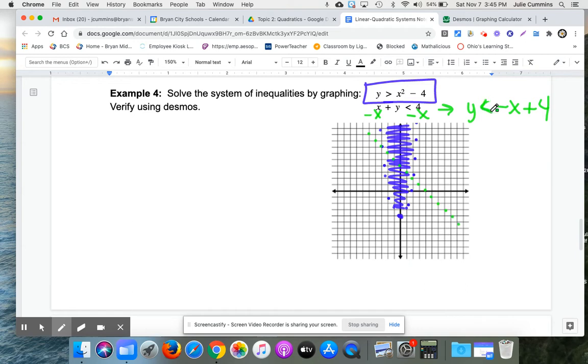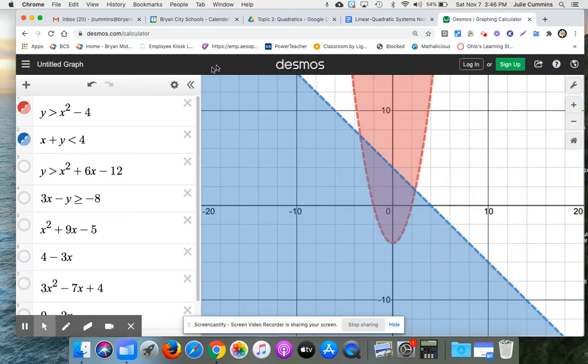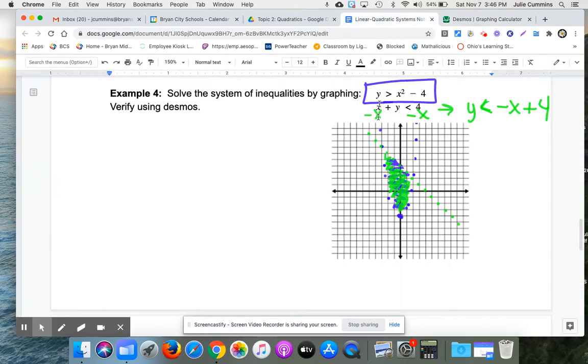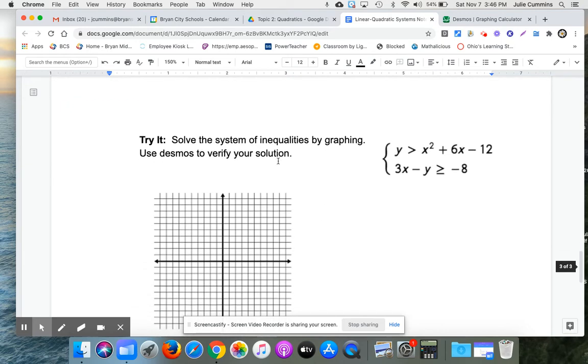So we are looking for the overlap of places that are below the line and above the parabola. And that's going to be that section. I'm going to erase out this section because that's not in the overlap. Okay. And that's what this is going to look like. Let's check out Desmos. Desmos does a really nice job of these things. So here is that y is greater than x squared minus 4. Okay, you can see that they've shaded above the parabola, below the line, and this section of overlap is where we want to look.